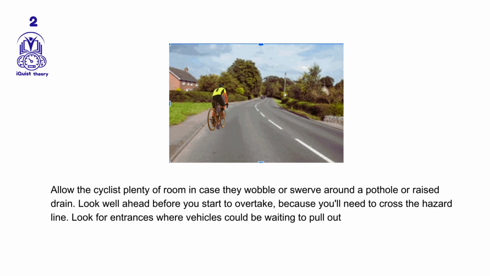Allow the cyclist plenty of room in case they wobble or swerve around a pothole or raised drain. Look well ahead before you start to overtake, because you'll need to cross the hazard line. Look for entrances where vehicles could be waiting to pull out.